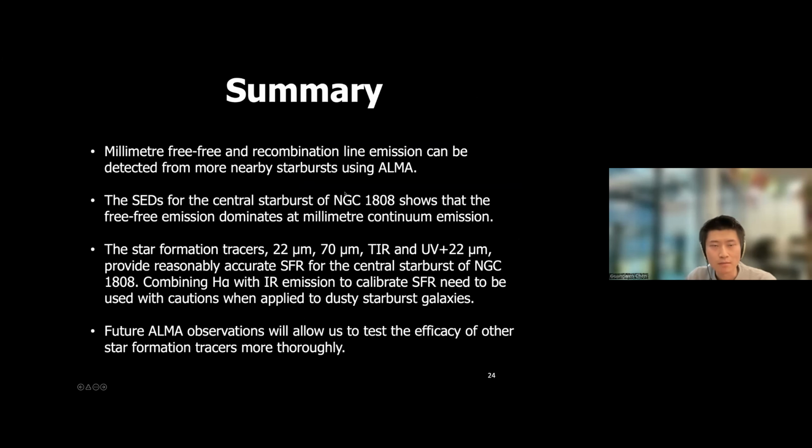And this is the summary of our work. In brief, ALMA can help us detect more results and examine more assumptions using this excellent star formation rate tracer.